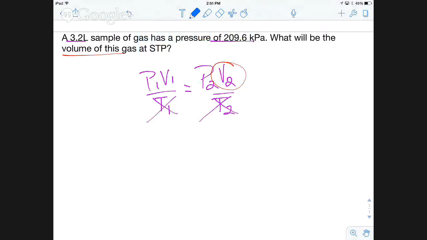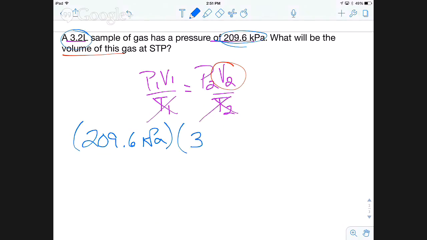So the pressure it started at was 209.6 kPa, right? That's right up here. And that I'm going to multiply by the initial volume, 3.2 liters, equals, I'm looking for the new volume at STP. Now, don't forget, STP is in your reference table. It's on Table A, and the deal is there's two values, so you really just want your units to match.